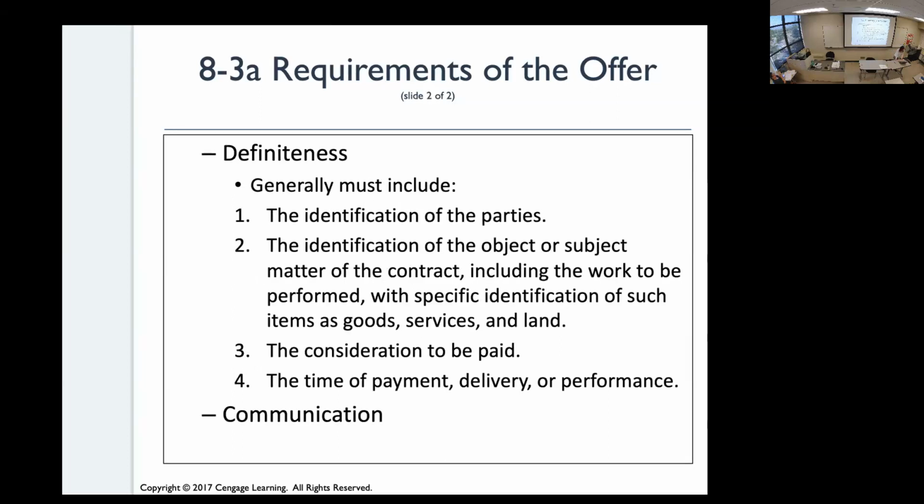And it has to be definite. It must include the identification of the parties. Who are the parties entering into the contract? Their names and identities, right? And the identification of the object or subject matter. I have to say which car it is. Probably put the VIN number in the contract, or something that identifies the car. Maybe the license plate number might be enough.